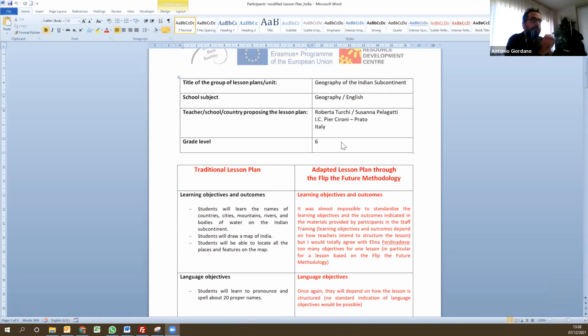I will read: it was almost impossible to standardize the learning objectives and the outcomes indicated in the materials provided by the participants in the staff training, because learning objectives and outcomes depend on how teachers intend to structure the lesson. But about learning objectives and outcomes, I totally agree with Elina Ferdinadova, because according to Elina, there are too many objectives for just one lesson, in particular for a lesson based on the Flip the Future methodology.